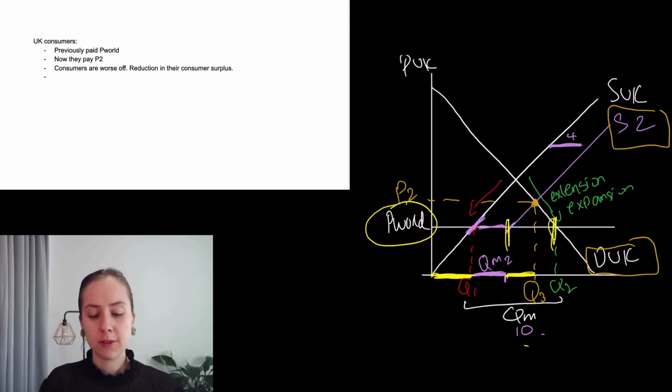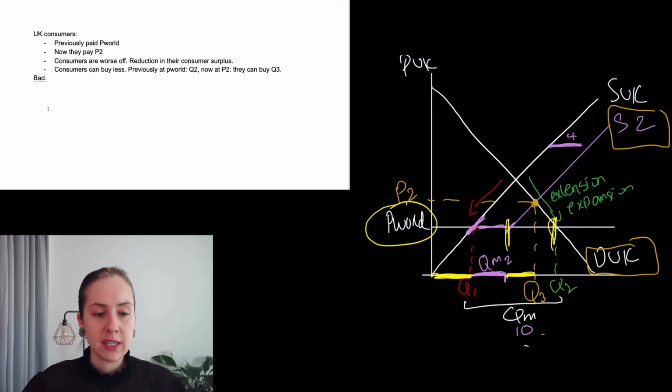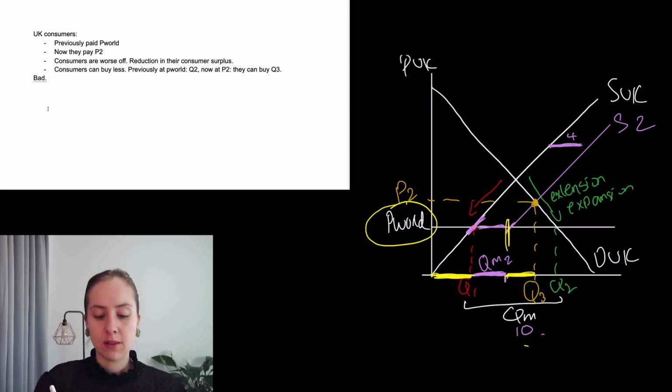Consumers are worse off also because consumers can buy less. Remember previously at P World they could buy Q2. Now at P2 they can buy only Q3 in total. So consumers have higher prices and less quantity. And we know that that's going to be pretty upsetting to them. That's going to be pretty bad to them. And we'll look at the consumer surplus and things in a moment. Kind of clear this up in the graph.